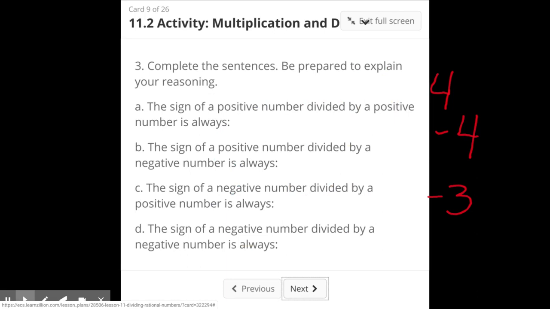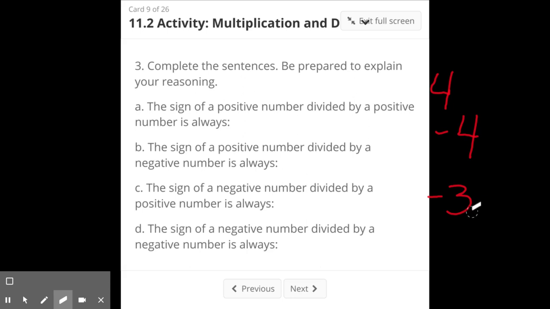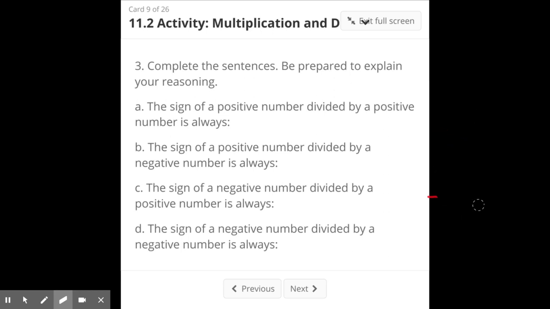So we need to complete these sentences. So again, go ahead and read through those and see if you can solve each one of those and tell whether it's going to be positive or negative in your answer. And then come back and I'll give you the answers.